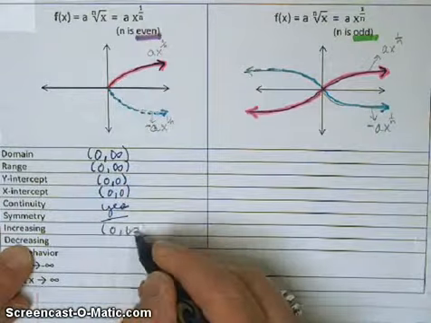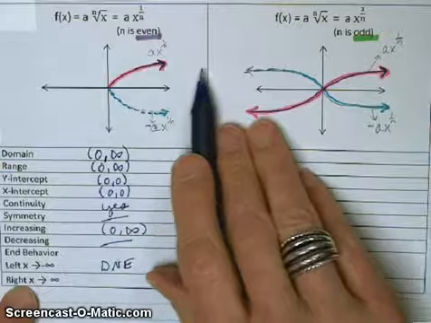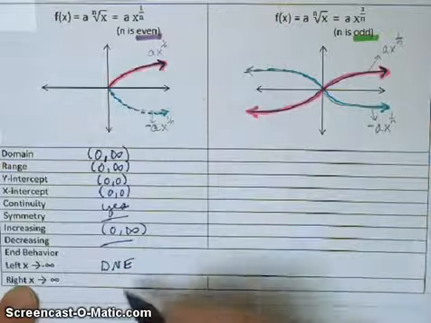Let's look at the end behavior. As x approaches a very small negative number, that doesn't exist. That end behavior does not exist. But as it approaches a very large positive number, as x gets larger, then y also approaches infinity.